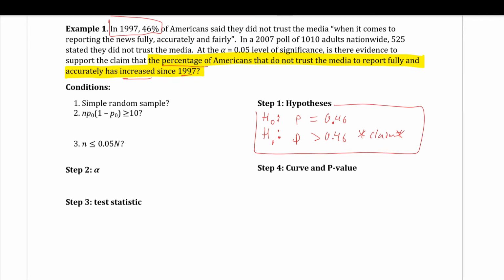Step 2. Step 2 is the easiest step, and that's just to identify what the significance level was given. And again, the significance level is just a number, a percentage really, of how often you want to be wrong in your conclusion. Okay, we're only willing to be wrong 5% of the time. So alpha is 0.05.